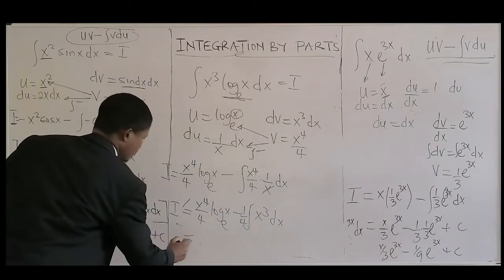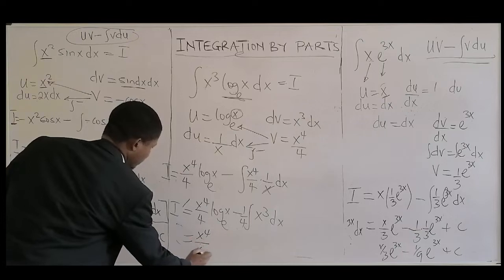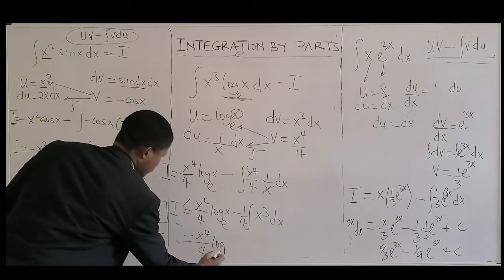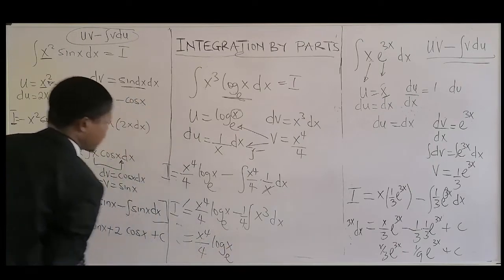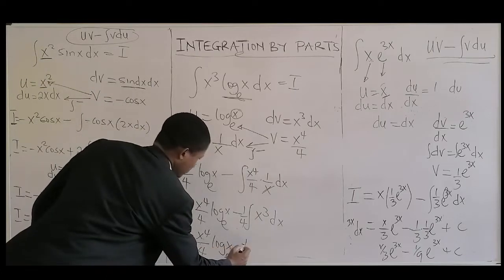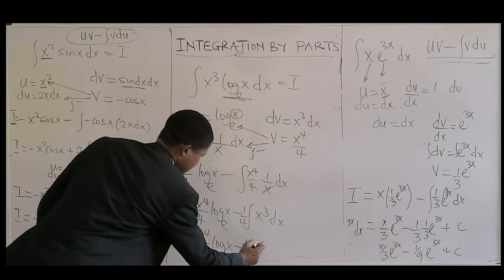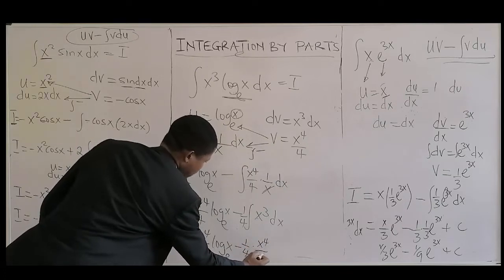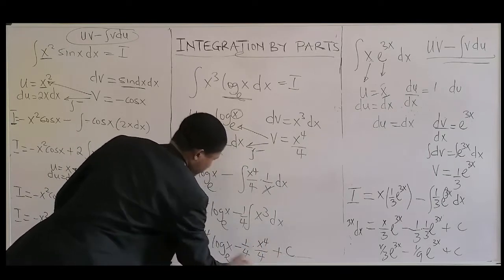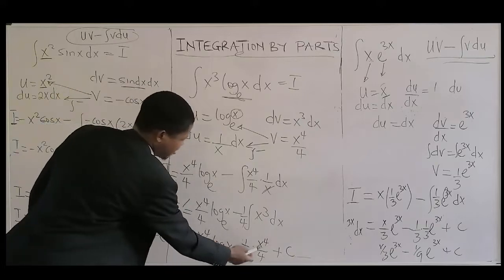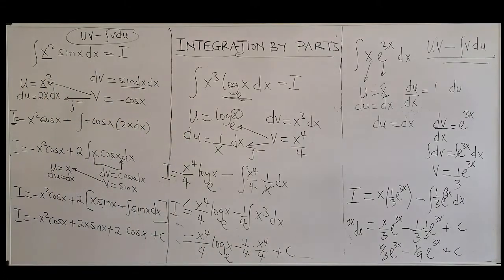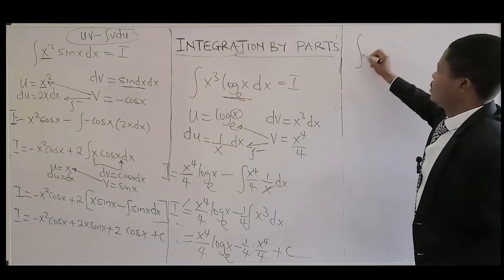So then we have x^4 over 4 log to base e of the function, then minus 1 over 4. The integral of this will be x^4 over 4 plus c. So then you can multiply, so this is 1 over 16 x^4. So that's that.